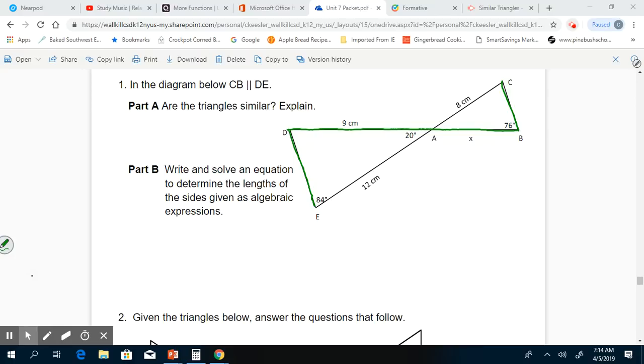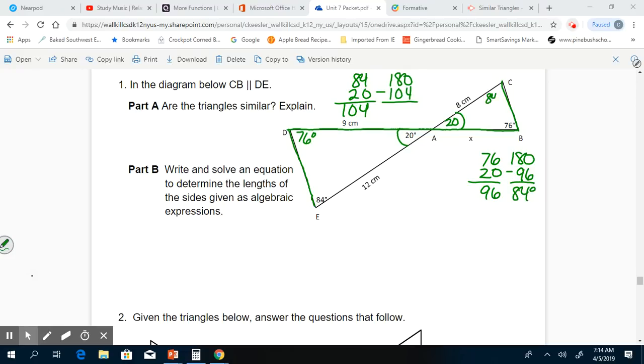Well, if this one is 20 here, this one also has to be 20 because those are vertical angles. Then we can go into finding the third angle in each of the triangles to prove that they are all congruent and therefore the triangles are similar. So we have 84 and 20 makes 104. And then 180 minus 104 is 76 degrees. And then in the second one, we have 76 and 20 makes 96. And 180 minus 96 is 84.